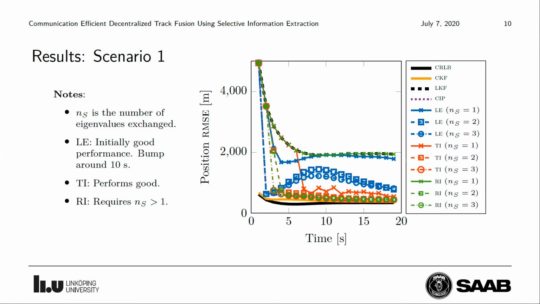In scenario 1, we can see that initially it is beneficial to select the largest information eigenvalues, but after a few seconds, these do not allow for any new information to be extracted. The bumps at around 10 seconds for the largest eigenvalues method curves indicate that the largest information eigenvalues are not always the best to exchange from a fusion perspective. Received information in this case needs ns larger than 1 to yield any gain. Transmitted information provides good performance already at ns equal to 1. The larger the ns gets, the better the performance gets.